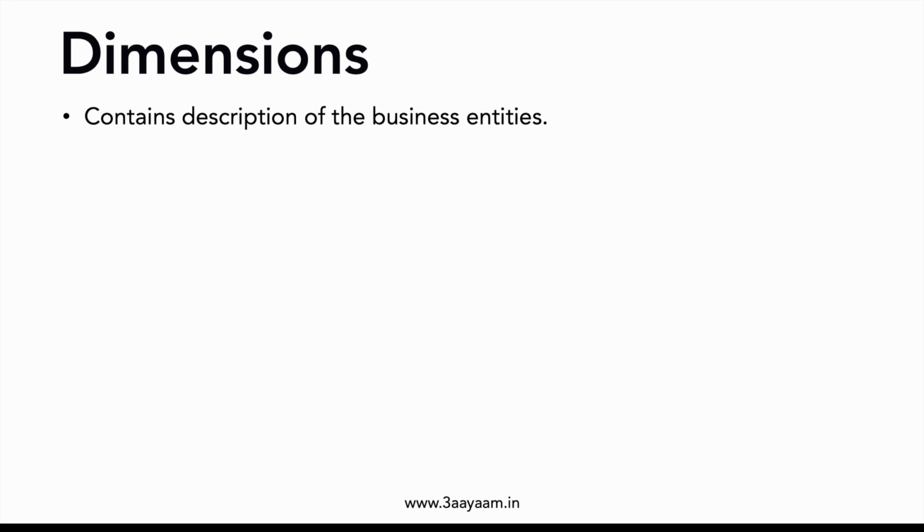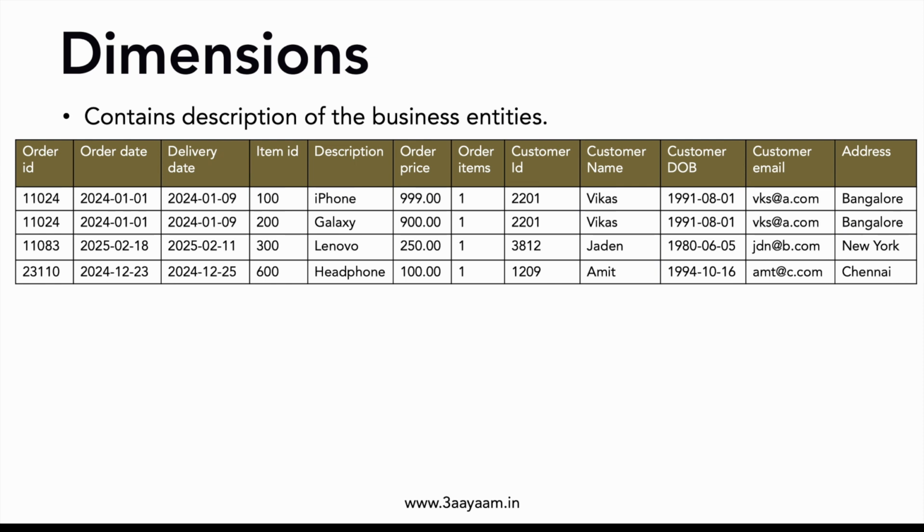Then we have dimension tables, which are different. A dimension table contains descriptions of the business entities, or typically the non-numeric data. For example, again, we have the same table wherein we have order ID, order date, delivery date, etc. Now, if you see, we have non-numeric or business representation. So order date, delivery date, item ID, description, customer ID, etc.